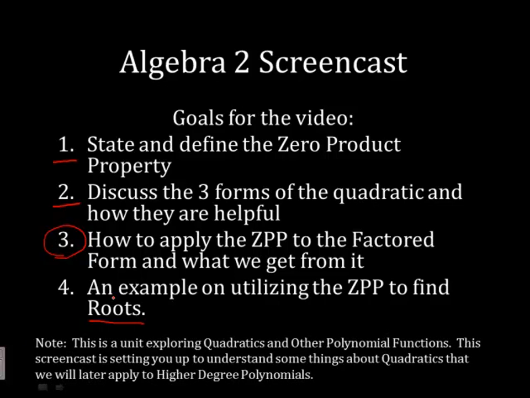I just wanted to take a moment to note here that this is a unit that explores quadratics and other polynomial functions like third degree, fourth degree, fifth degree, and higher degree polynomials. And this screencast is setting you up to understand some things about quadratics that we will later be able to apply to higher degree polynomials. So this is one of the foundation screencasts.